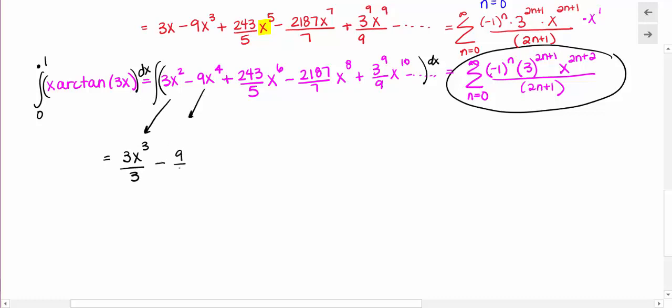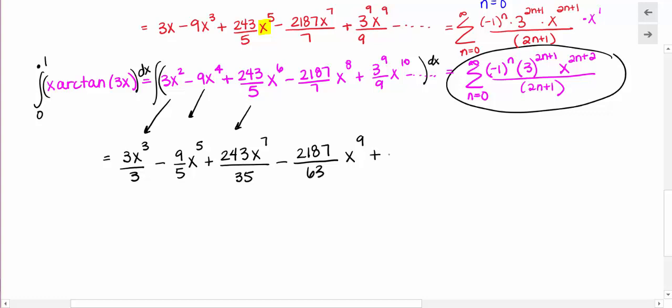Minus 9/5 x to the 5th plus 243 x to the 7th over 35, and then minus 2187 over, this will be x to the 9th, so it'll be over 63. And then I don't know how many terms I need. I can always go back and find more if I need more.